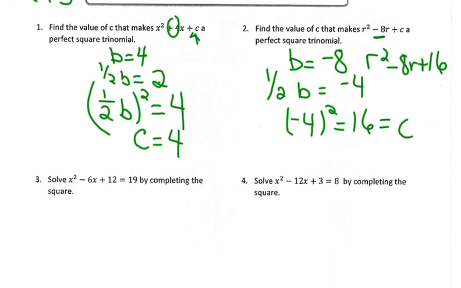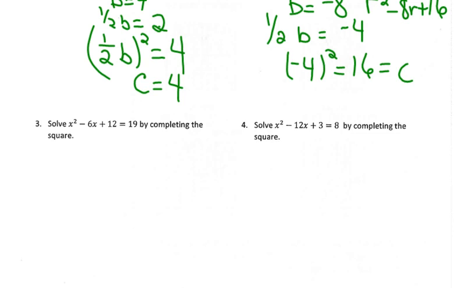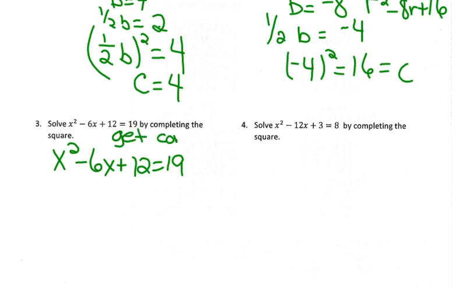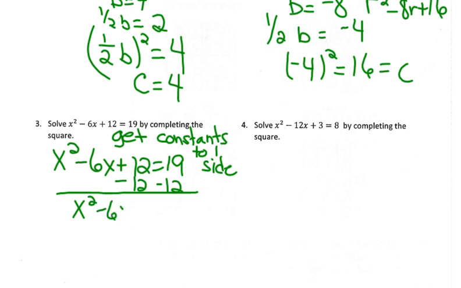Now, in order to solve a quadratic by this method, normally we need one side equal to 0. Well, now we want to get the x squared and the 6x, and we want the constants on the other side. So get constants to one side. We have to do that first. So I'm going to subtract the 12, which is going to give me 7 over here.